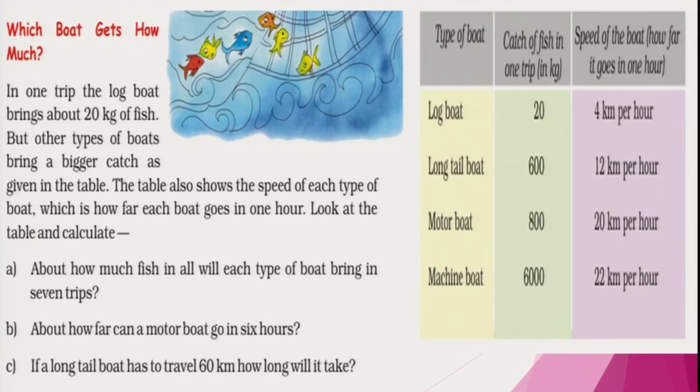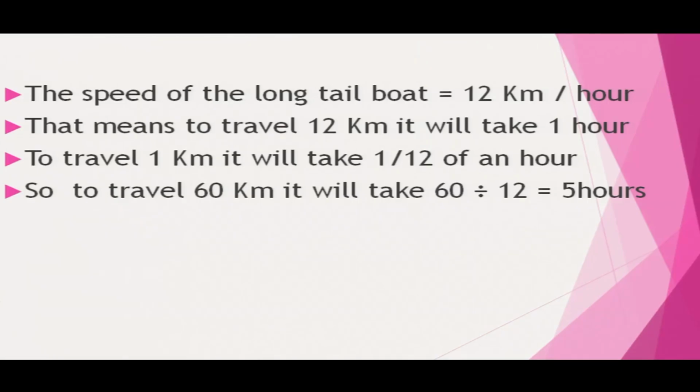For that, first we have to see the speed of the long tail boat. That means how much it will travel in 1 hour. So the speed of the long tail boat is 12 km per hour. That means it can travel 12 km in 1 hour. So to travel 1 kilometer, how much time will it take? 1/12 of an hour, because we have to divide by 12. Now to travel 60 km, it will take 60 divided by 12 is equals to 5 hours.